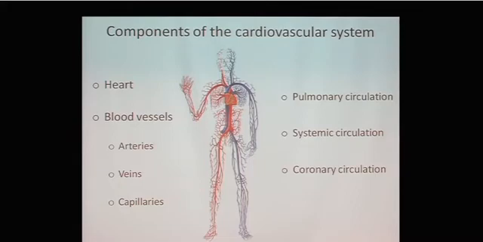And then the systemic circulation, which is the circulation from the heart, carrying oxygenated blood out to the body to provide oxygen to the cells, and then the blood returning to the heart. And then the coronary circulation, which is the way in which the heart itself receives its blood. So we're going to talk about the pulmonary and the systemic and the coronary circulation next time, and the blood vessels that support that. And tonight we'll focus on the heart.